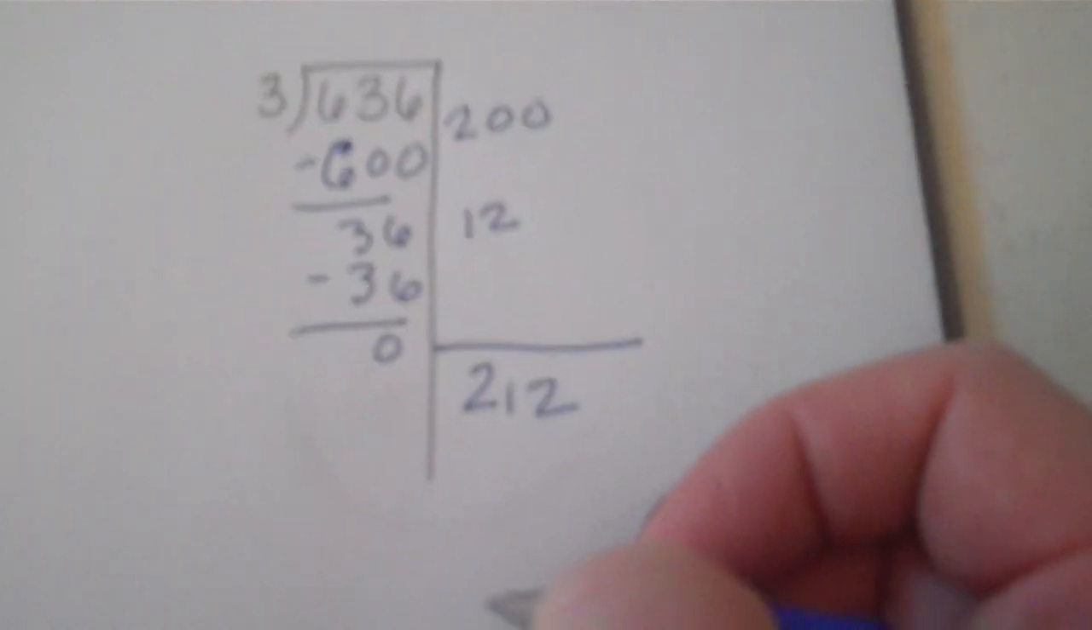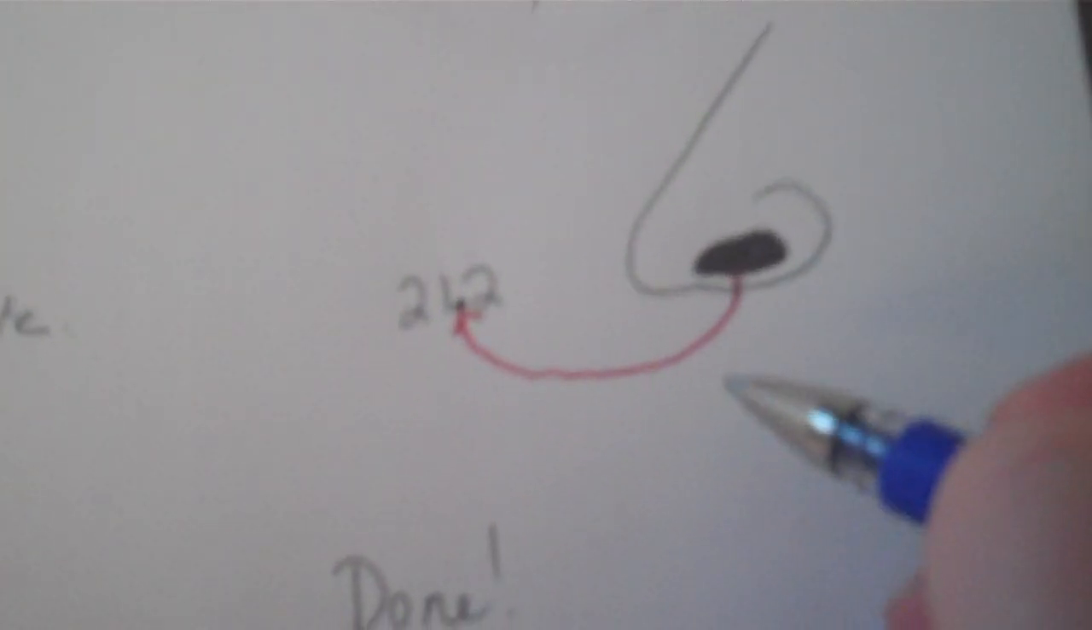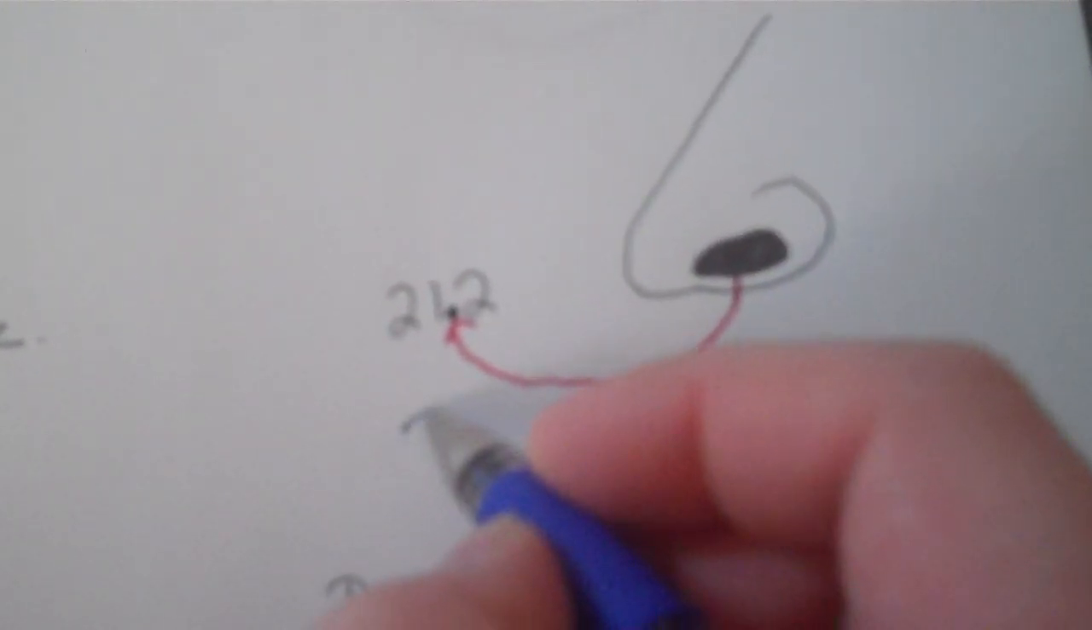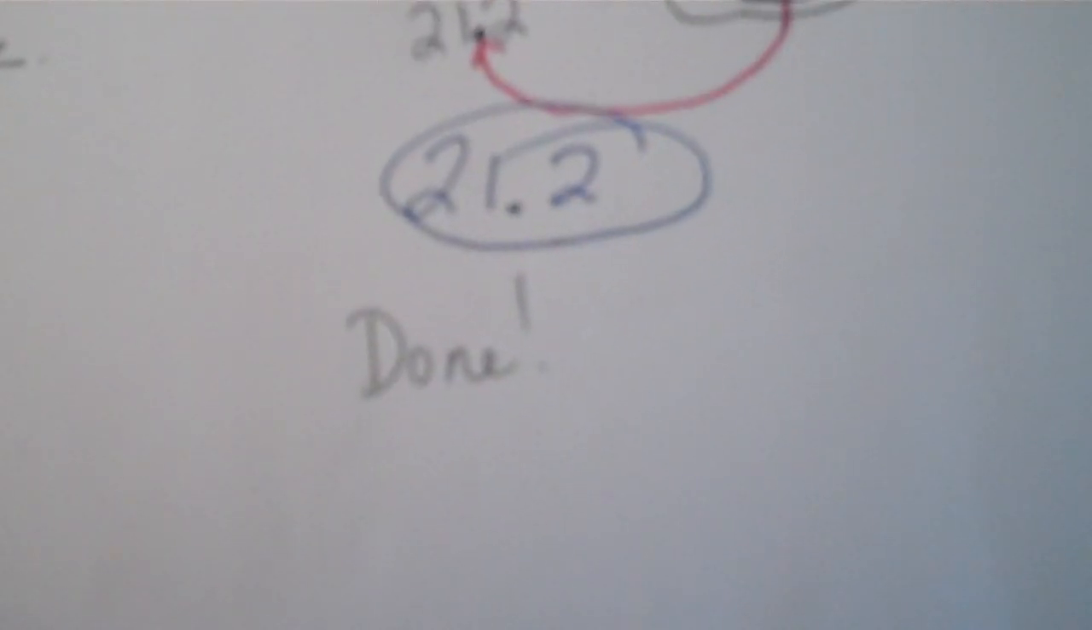But I need my answer to be in the tens. That was what my estimate was. So I'm going to take the decimal back out of my nose and stick it into my number in a place that makes my answer be in the tens. 21 and 2/10. Done. Here's another example.